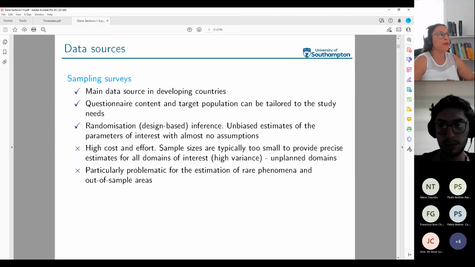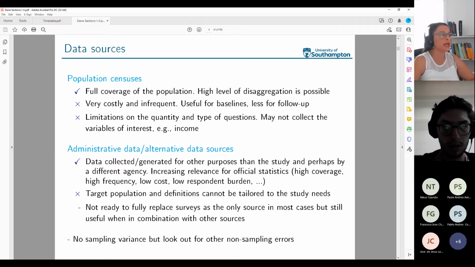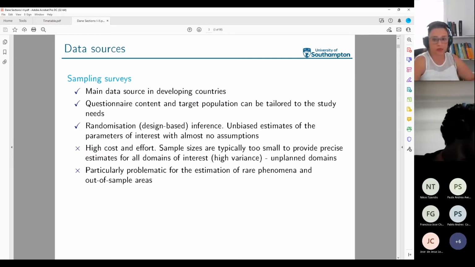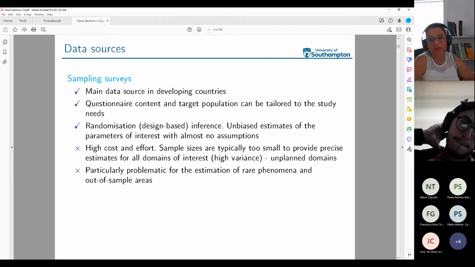Okay, so let's start with the data sources. Usually at a national statistical institute, you would have three main types of data sources. You would have sampling surveys, you would have population censuses, and you would have some level of administrative data or other types of data sources. So I'm going to start by talking about sampling surveys, which are still the main data source in developing countries.